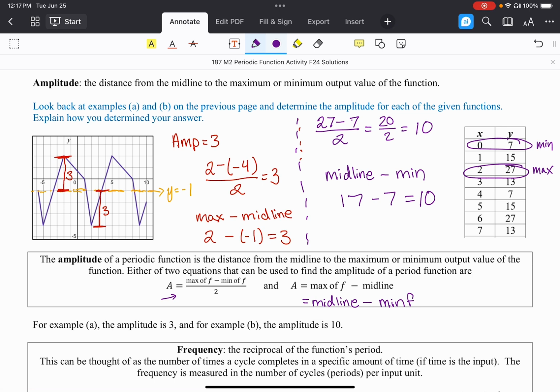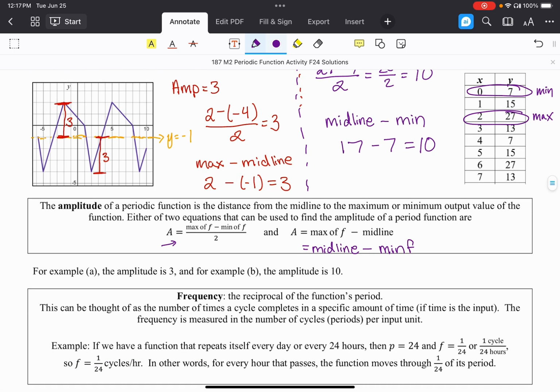All right, the very last key feature we're going to focus on today is known as the frequency. And mathematically, it's just the reciprocal of the function's period. A reminder, a reciprocal is 1 over a number. So in this case, this would be 1 over the period. You can think about it as the number of times the cycle completes in a specific amount of time, if time's the input. And frequency is measured in number of cycles per input unit.